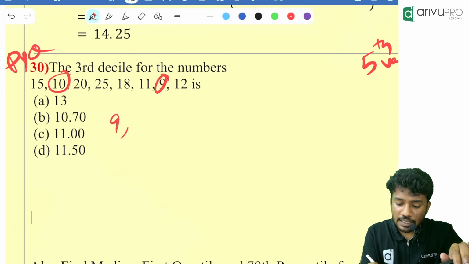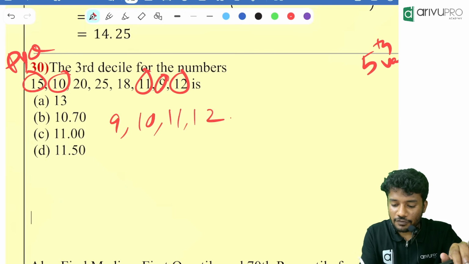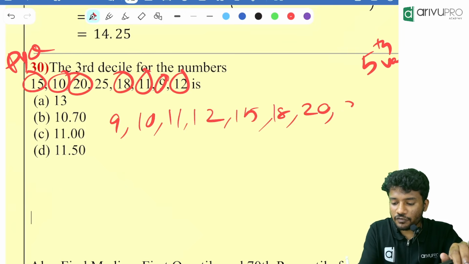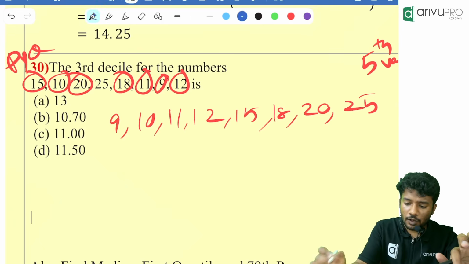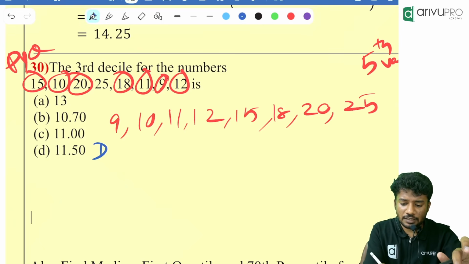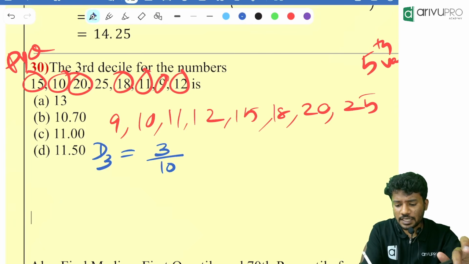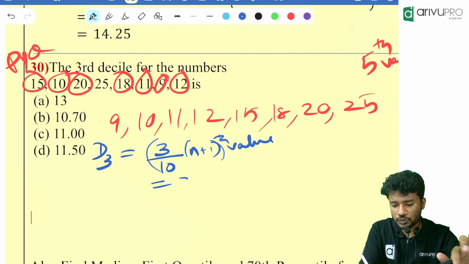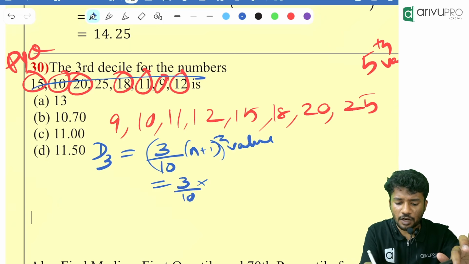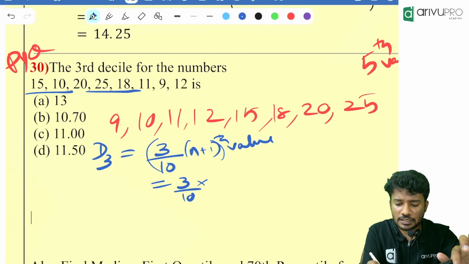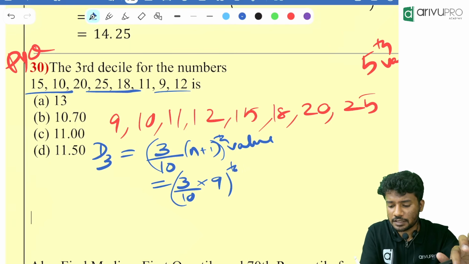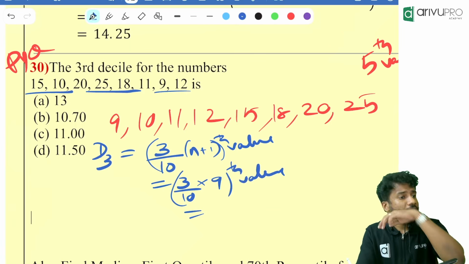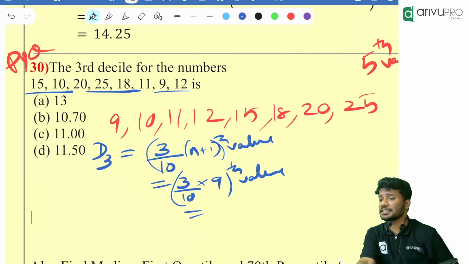9, then 10, then 11, then 12, then 15, then 18, then 20, then 25. These are the values. Now we are asked to find D3. D3 is the 3 by 10 into n plus 1 th value. How many terms are there in total? 8 terms. So that is the 9th value, 9 into 3 is how much? 27. 27 by 10 is how much?